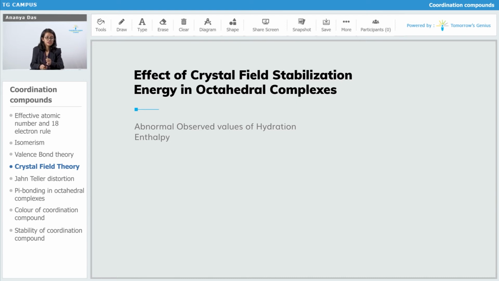Again, hydration energy is directly proportional to charge and inversely proportional to size. So as we go from scandium 2 positive to zinc 2 positive, it should have been again a straight line going upwards. This is the hydration energy, this is the metal ions. So it should have been a straight line going upwards.